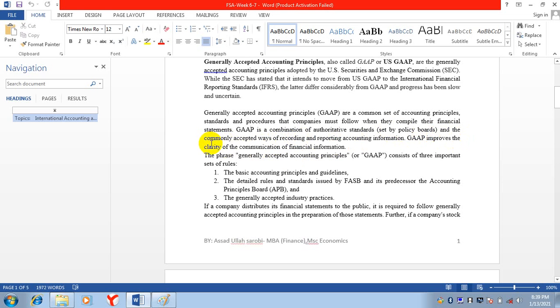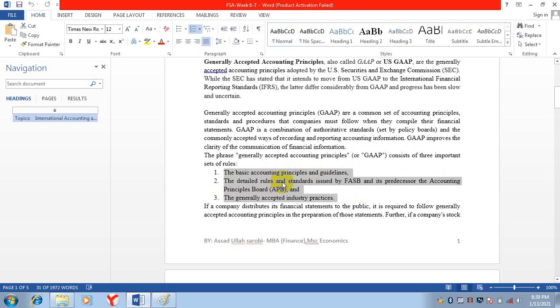GAAP improves the clarity of communication of financial information. Now, if you follow GAAP, it will be easy to understand the financial information. The phrase generally accepted accounting principles consists of three important sets of rules. There are three basic sets of rules. The first one is basic accounting principles and guidelines.